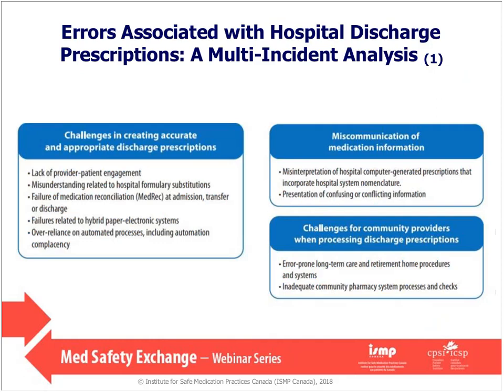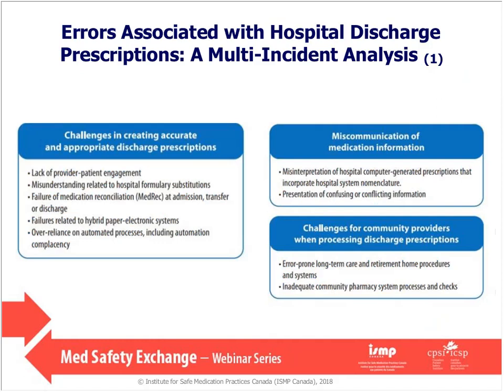As I mentioned, one of the outputs of conducting an MIA is the identification of recurring overarching themes amongst the incidents. So in this analysis, there were 3 main themes that were identified, each of which was associated with several sub-themes that the incidents could be further categorized into. So the first theme was related to challenges in creating accurate and appropriate discharge prescriptions. And an example of a sub-theme was failure of MedRec at admission, transfer, or discharge.